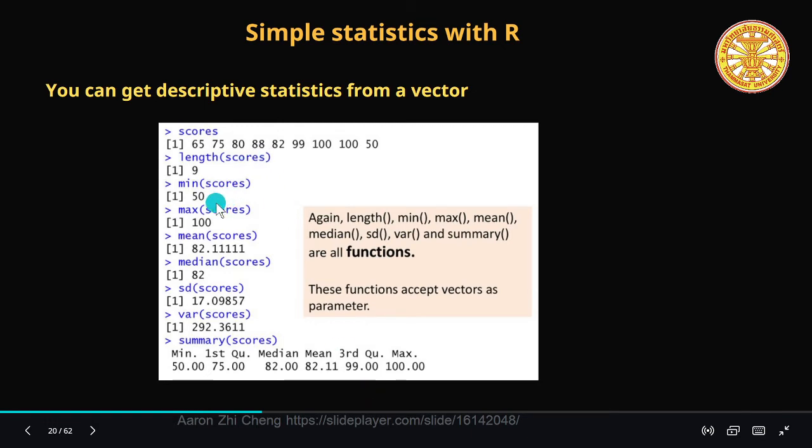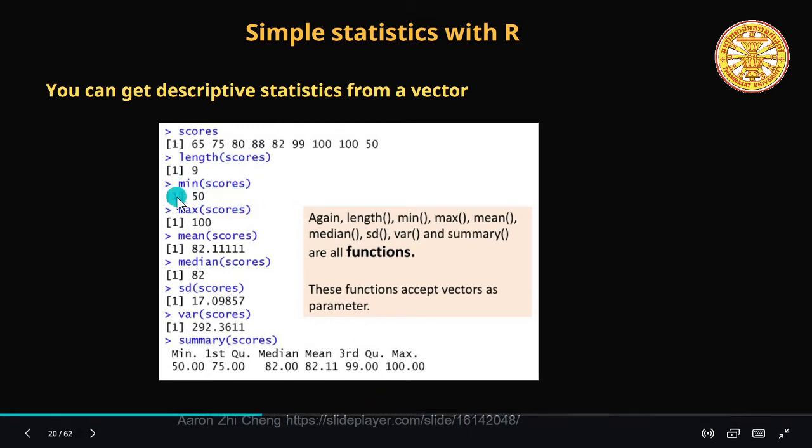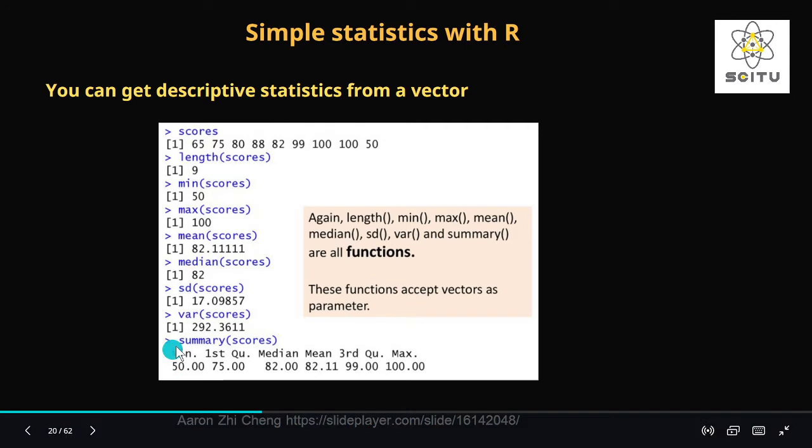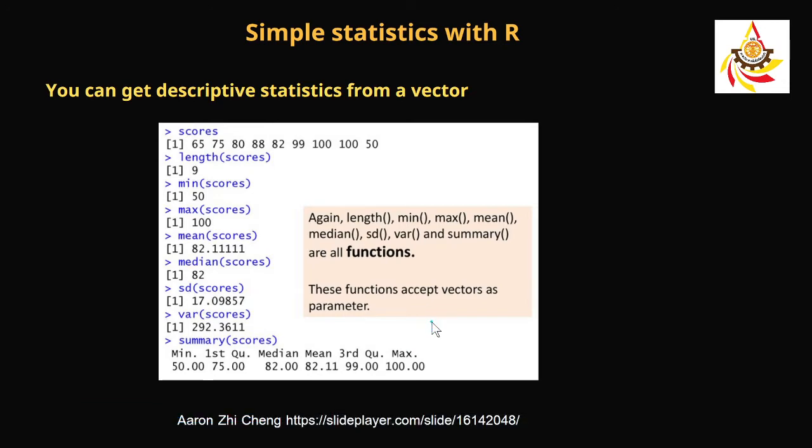It is the same as when you use the minimum of the vector score. You can get 50, and the minimum is also 50. The maximum is 100, which also appears in the summary. Maybe you can try to select it.